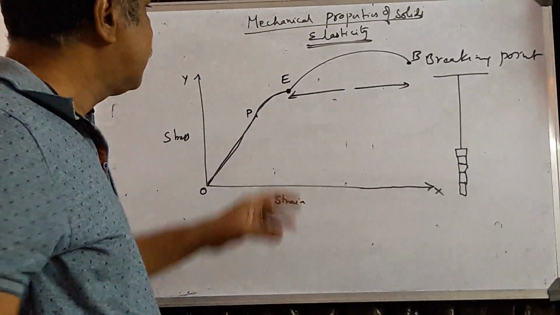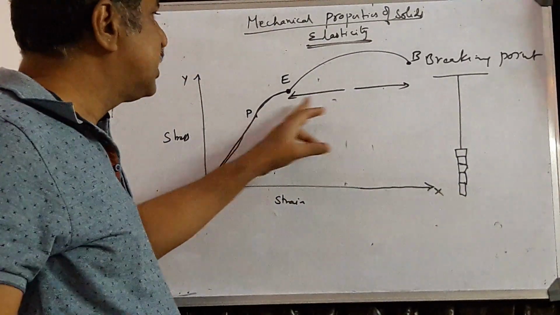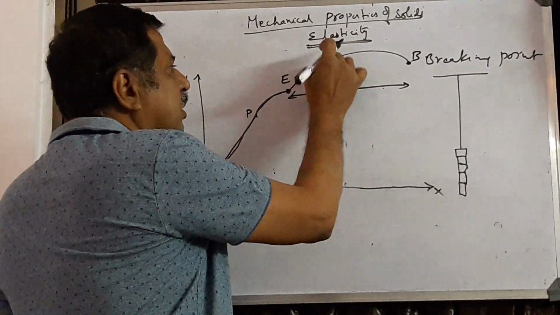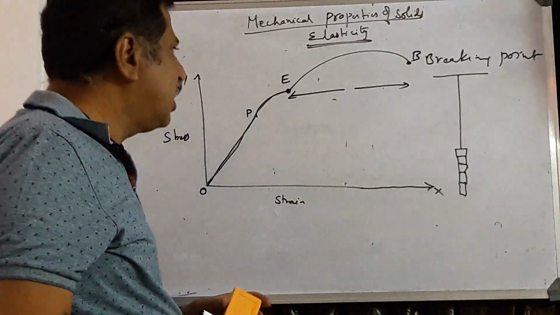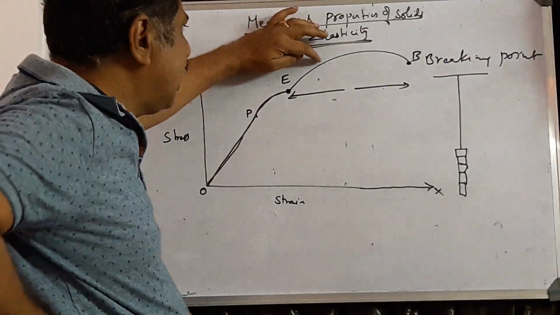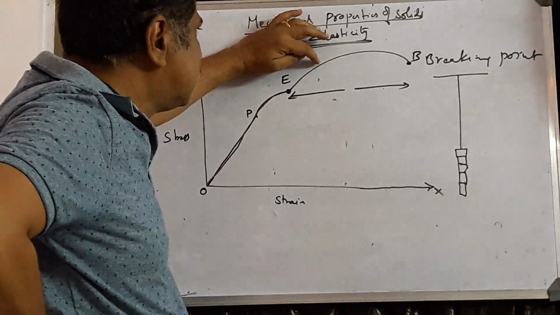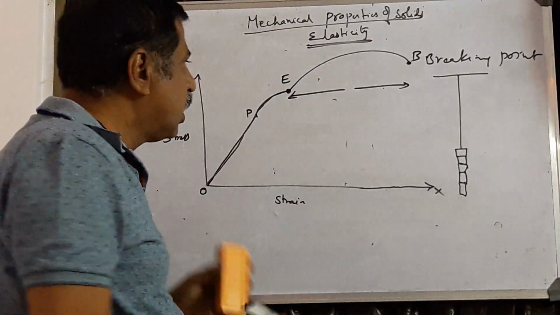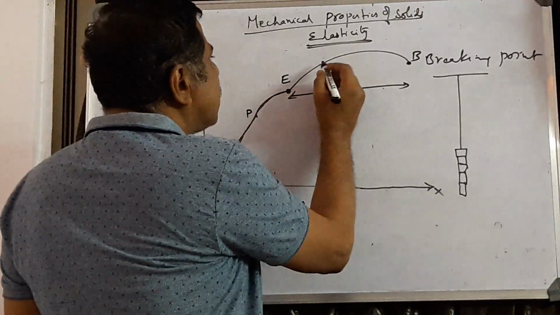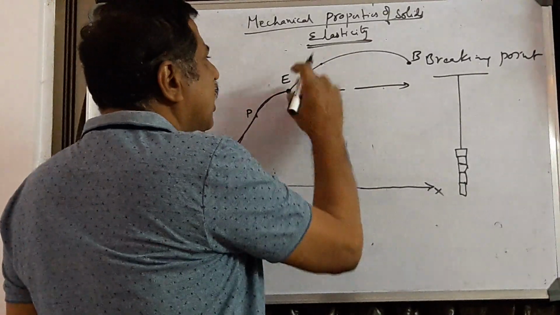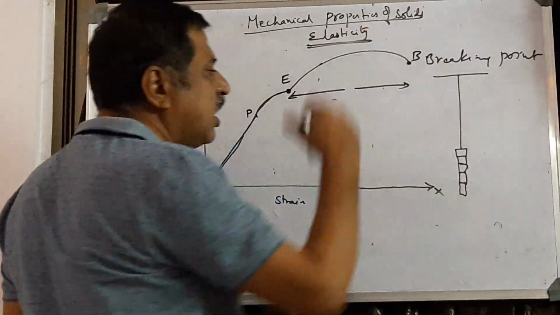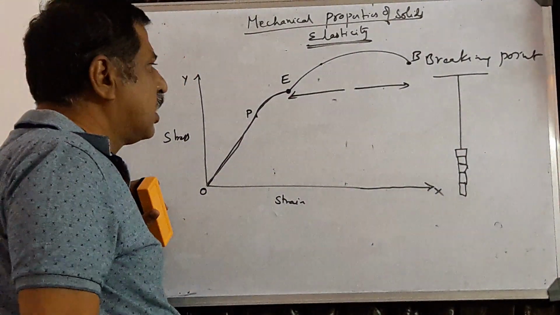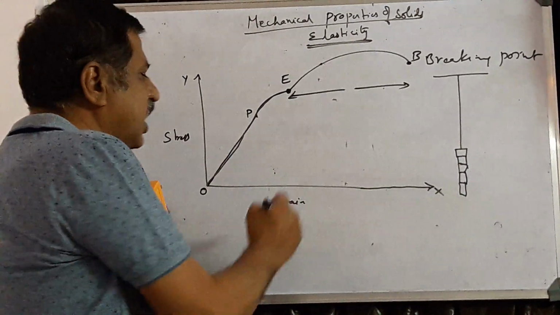That means after the elastic limit, if the distance is less, they break at a very near point. That means it does not show any property of elasticity, and also it breaks at a small increase in load. This is about the stress-strain curve.